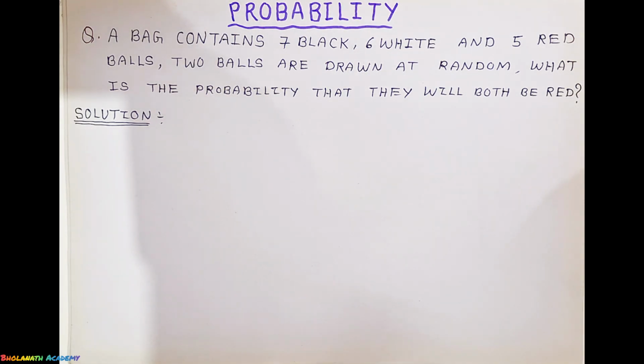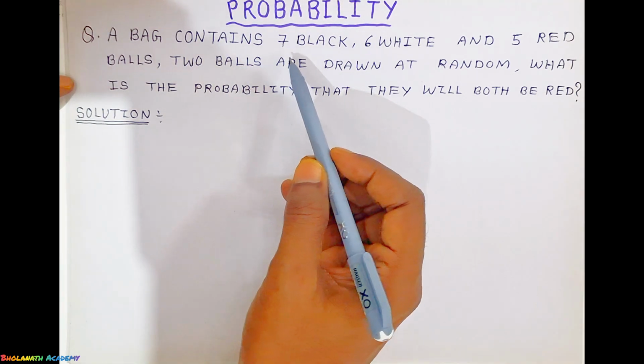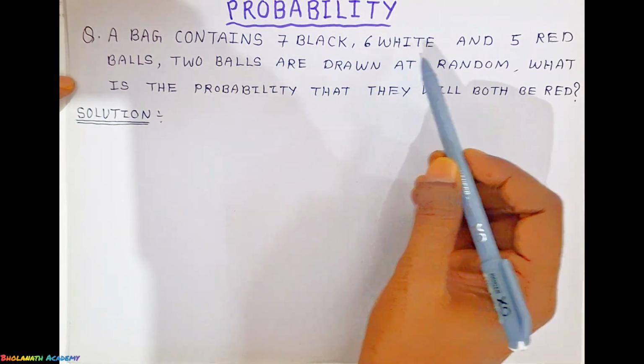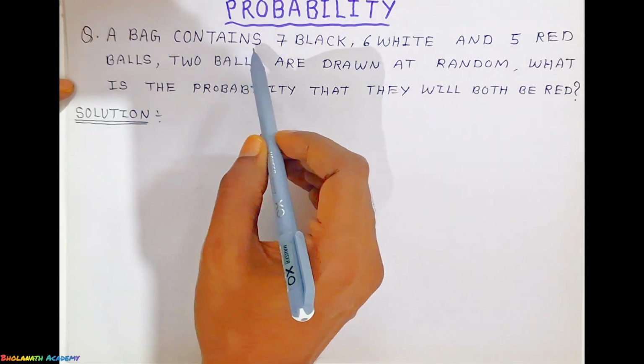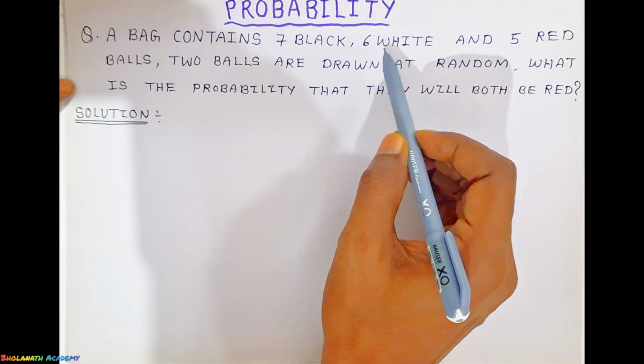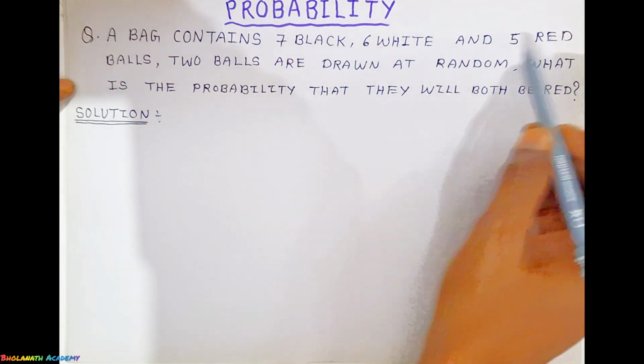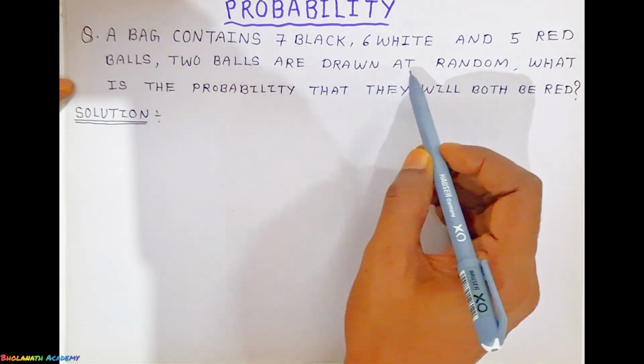Here students, in the probability lesson, this is one sum we are going to see that is very important from the examination point of view. So here the question is: a bag contains 7 black, 6 white and 5 red balls. 2 balls are drawn at random.